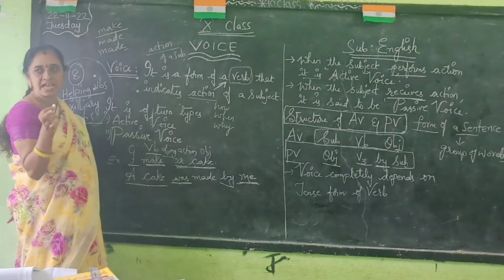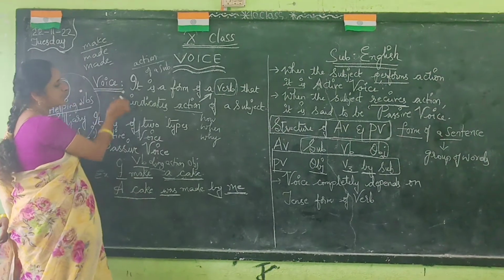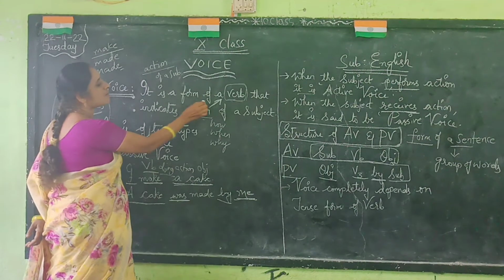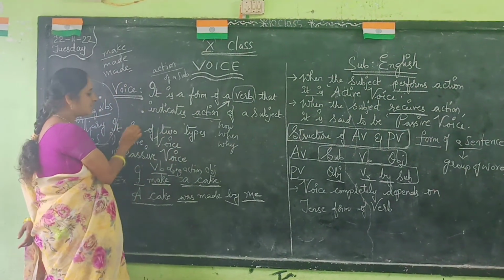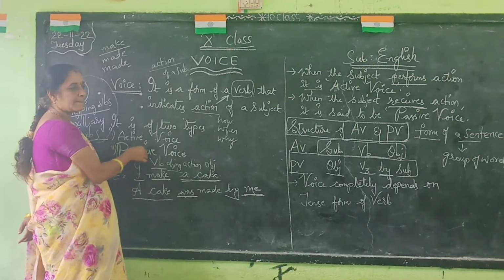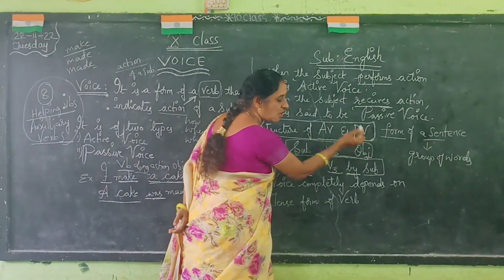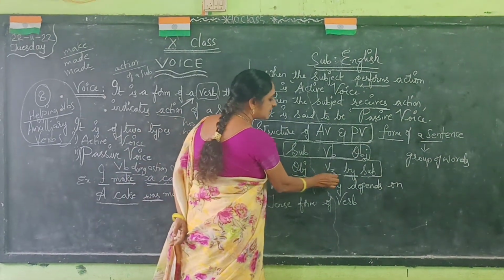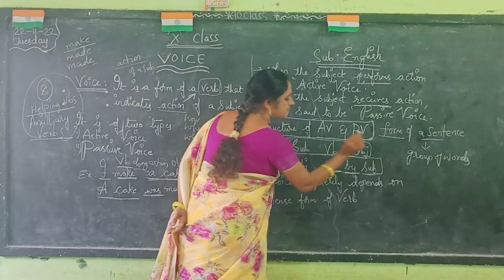I will give one table like in the direct and indirect speech. Up to here, did you understand? Once again, voice is a form of a verb that indicates action. Voice means action. And voice is of how many types? 2 types: active voice and passive voice. What is the structure of active voice? Subject, verb, object. And the structure of passive voice: object, V3, that means the third form of a verb, and by and subject.